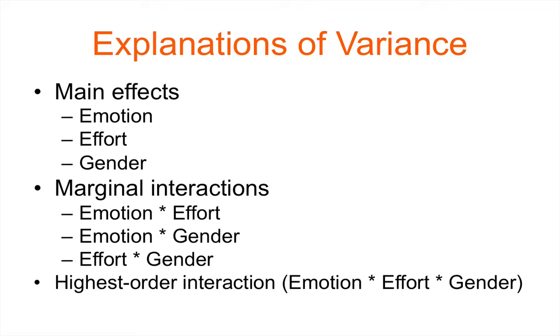Those two-way interactions, or whatever you've got one less variable between, are sometimes called marginal interactions because they're qualified by the highest order interaction. For example, we might know that we've got an interaction between emotion and effort, but if the three-way interaction is significant, we know that that's confounded or is different depending on what gender you are. So we want to interpret the highest order interaction, but to get there, we have to kind of sequentially work out all these effects first.